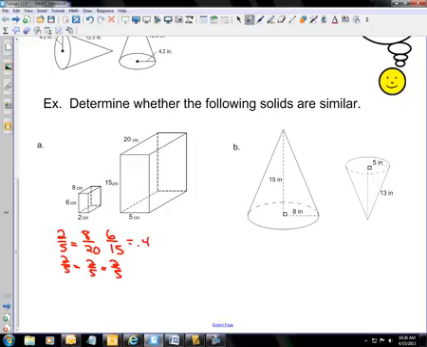And so we can make a statement that all lengths have the same scale factor. Therefore, they are proportional.